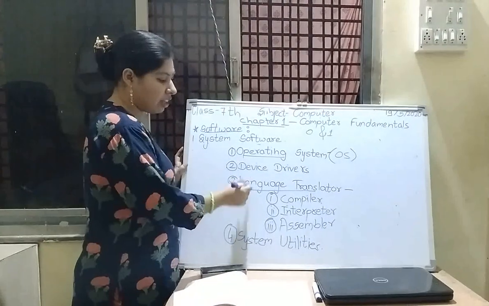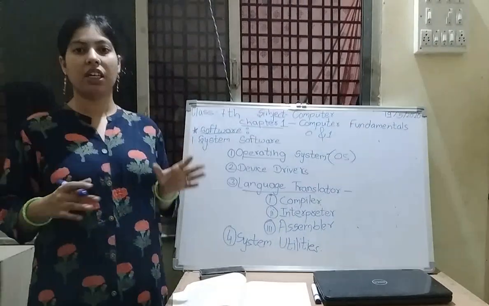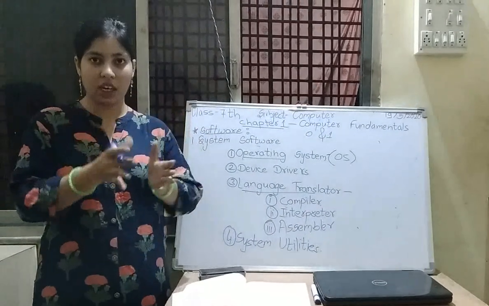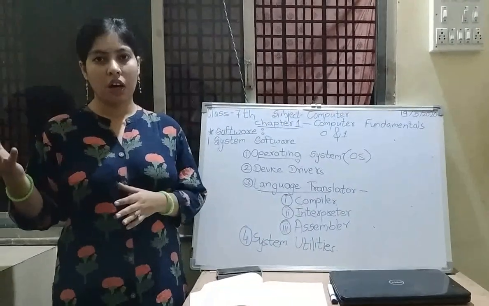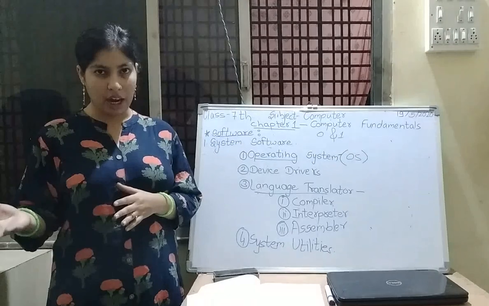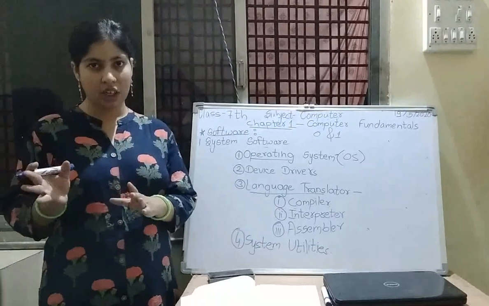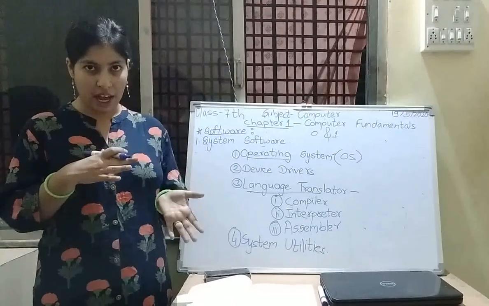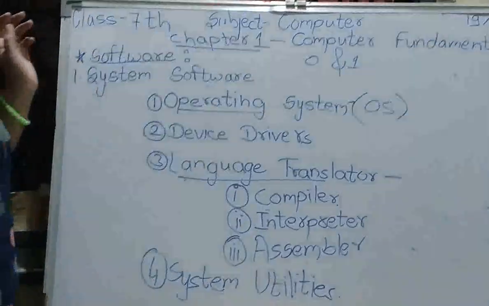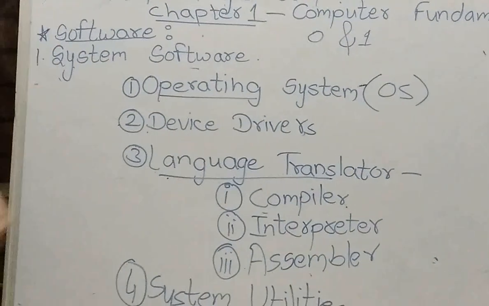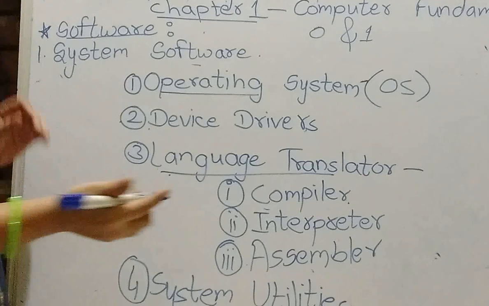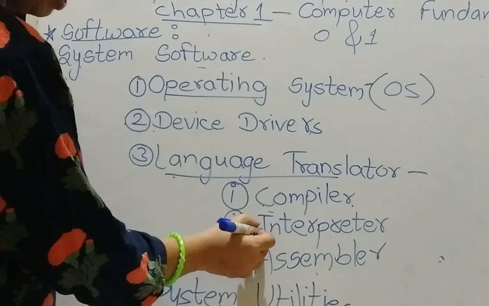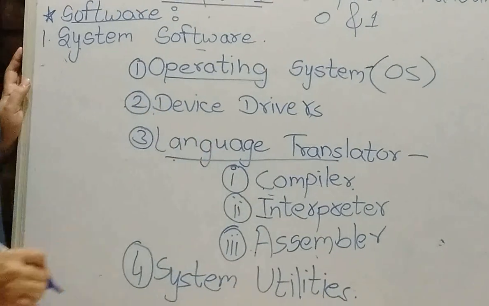As I told you, a language translator is used to translate a machine level language into a human readable language, or the human readable language into a machine language. Okay, so for this purpose, in our computer system there are 3 types of translator. First one is the compiler, second the interpreter, and third the assembler.